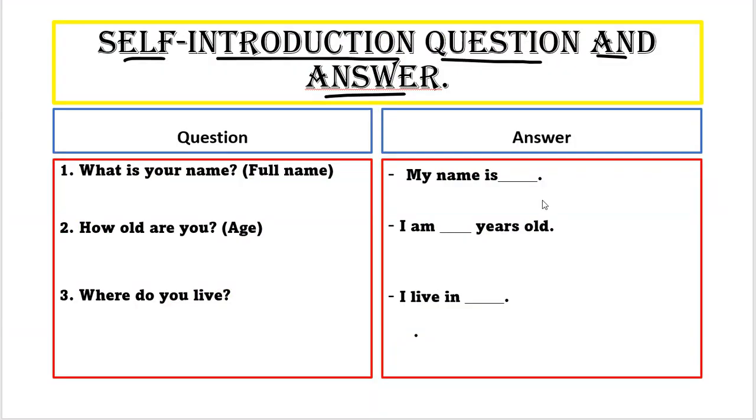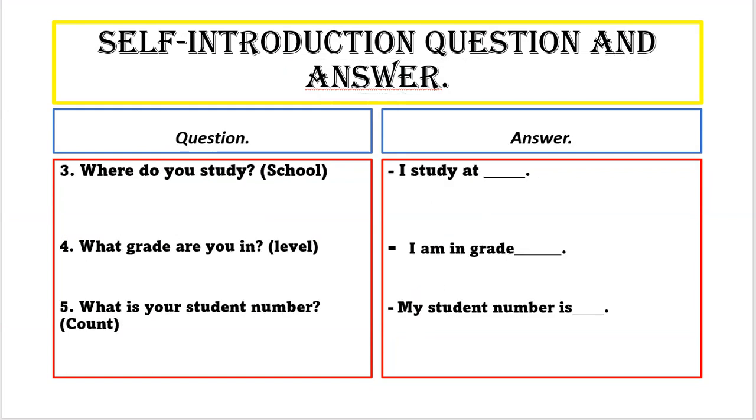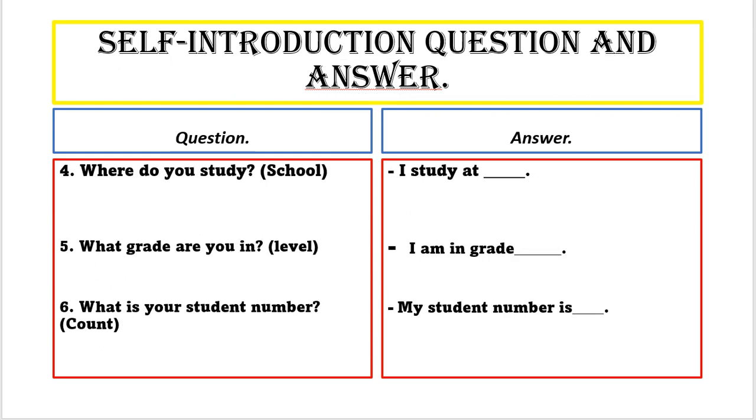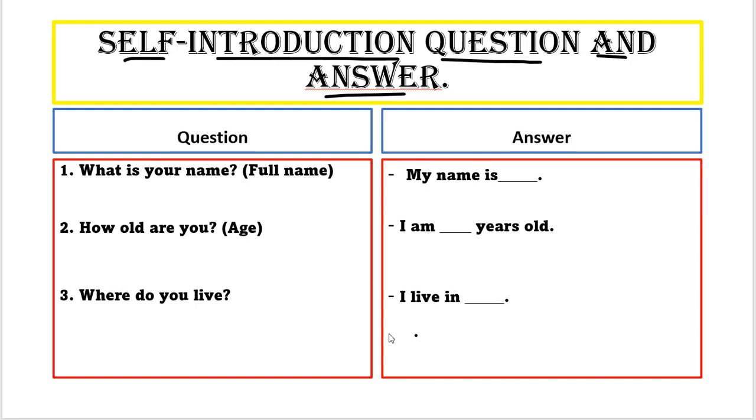So right now we will have the question and answer. Here we have six questions: 1, 2, 3, and then four, five, and six. For grade three, they have the nickname. If you don't have the nickname, you jump to how old are you, your age, or where do you live. Grade three doesn't have where they live, but they have their nickname. So this is the preparation for you. We will tackle another question for self-introduction soon.